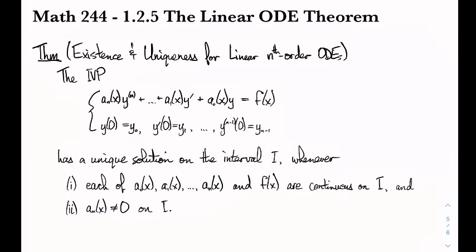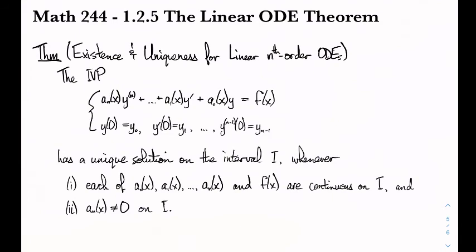Okay, so we have the existence and uniqueness theorem for linear nth order differential equations. This theorem answers the question of when an initial value problem has a solution, and when it has more than one solution. The existence part talks about whether or not a solution exists, and the uniqueness part is whether or not that solution is unique, or are there more than one?